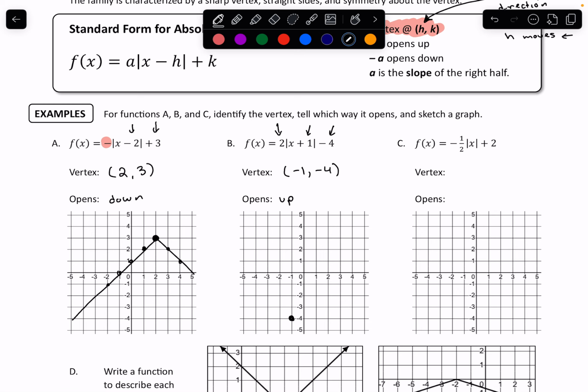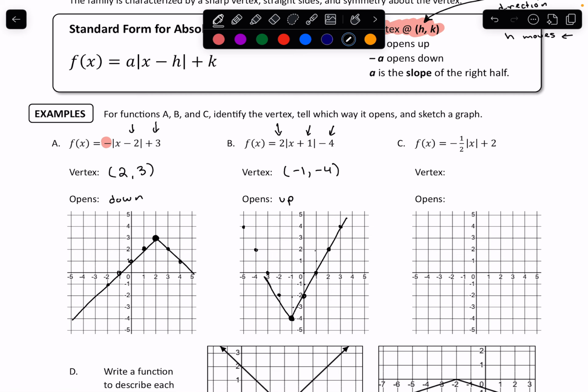My function opens up and it has a slope of 2. So I'm going to go up 2 over 1, put a dot, up 2 over 1, put a dot, up 2 over 1, up 2 over 1. And then I'm going to do the same thing to the left, up 2 over 1, up 2 over 1, up 2 over 1, up 2 over 1. I think that's plenty of dots there.